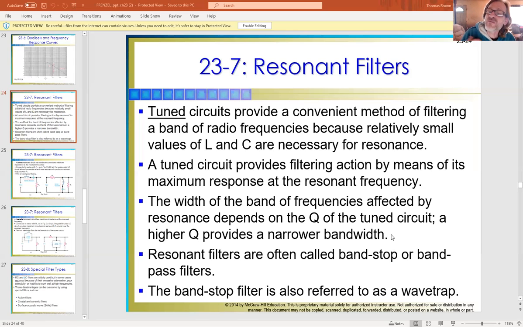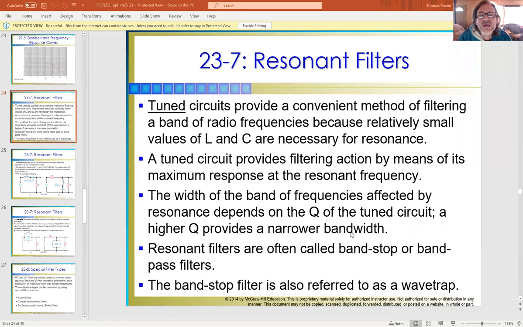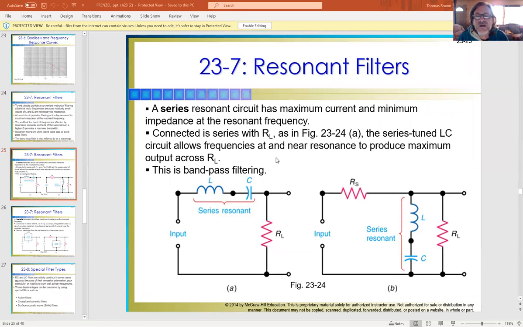So let's say we do have a particular frequency that keeps interfering with our signal. We could use a resonant filter, set it up for that fixed frequency and set it up in such a way that it does not allow that frequency to come in and interfere with the signal that we have in mind. And we'll just take a look real quick here at the types they have.